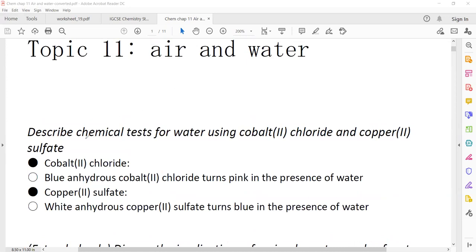The chemical test for water is what we can do. We can use cobalt chloride. This is one compound. Originally, this cobalt chloride is blue in color. So cobalt chloride is blue in color and anhydrous copper sulfate is white in color.